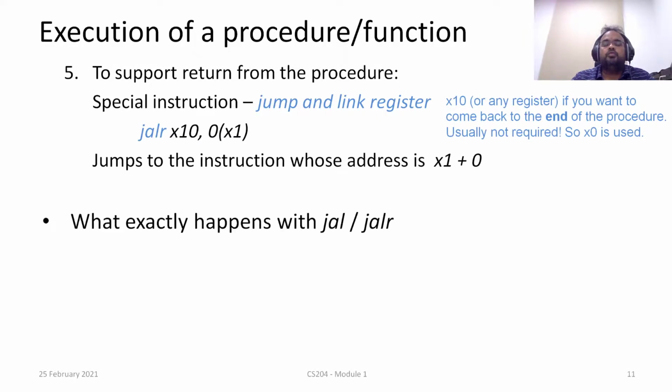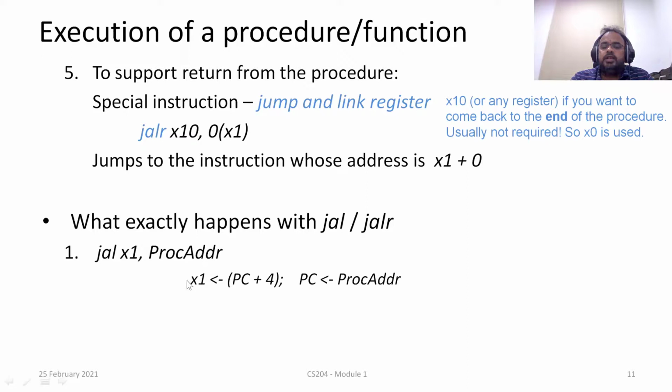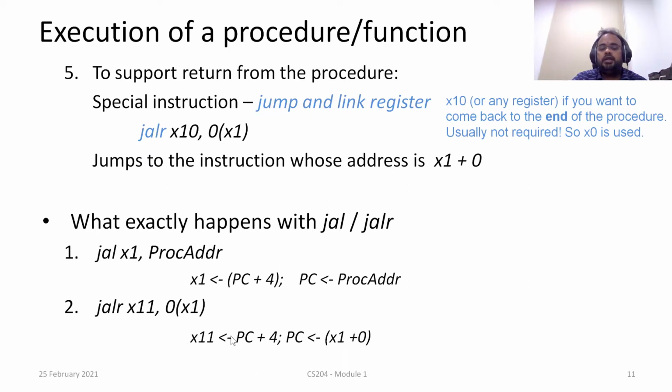So what exactly happens with JAL and JALR is, if we have JAL X1 proc address, the value in X1 would be the PC plus 4, which is the address of the next instruction. After that, the PC will be overwritten with the value of the proc address. When it comes to JALR, X11, just like JAL, will be storing the address of the next instruction, which we typically don't use. But the important point is that the value in PC will be overwritten by the sum of X1 and 0, or basically the base register plus an offset value. These two instructions will help us realize a procedure or a function in assembly.